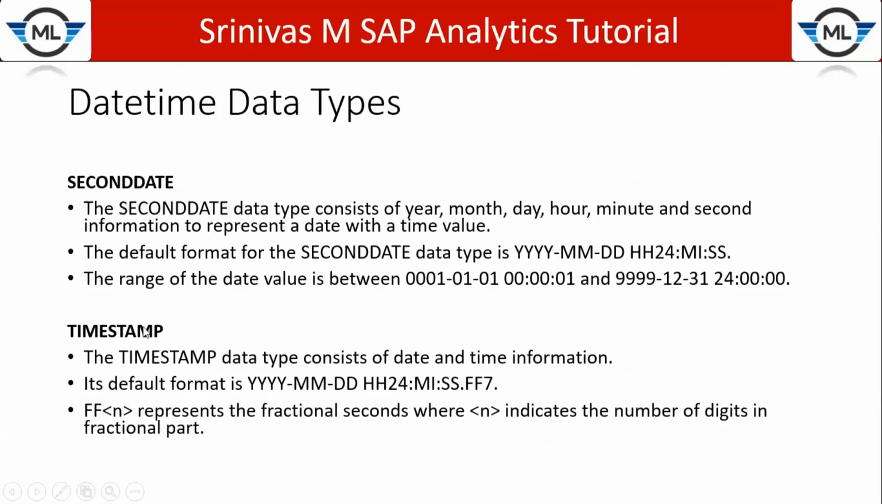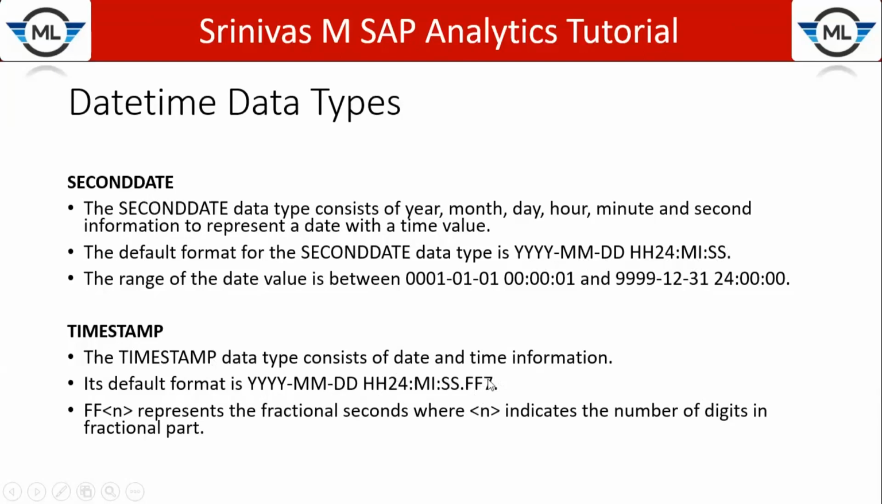When coming to timestamp, what is the difference between second date and timestamp? In timestamp also, I have year, month, date and hours, minutes and seconds. Along with it, we have fraction of seconds also available in the timestamp. But in second date, we have only the date and time information. So if you want to store only date and time up to seconds, then go for second date. And if you want to store fraction of seconds also, then go for timestamp.